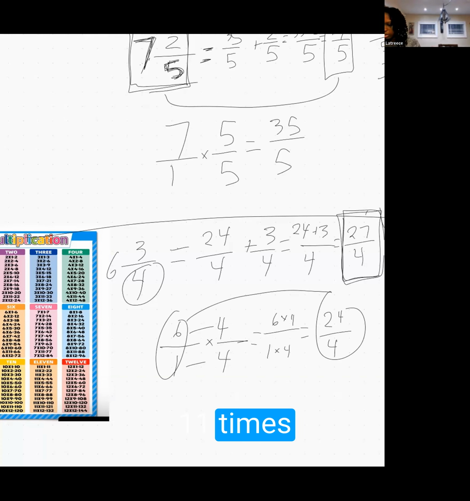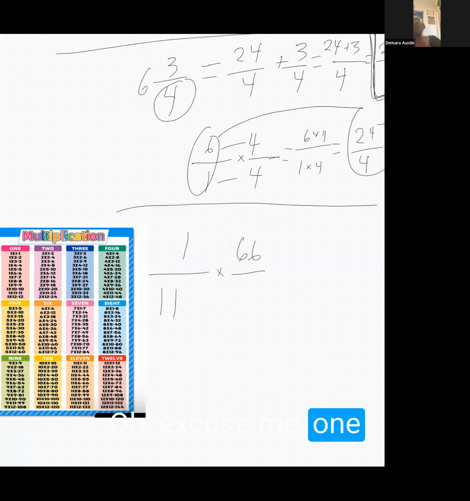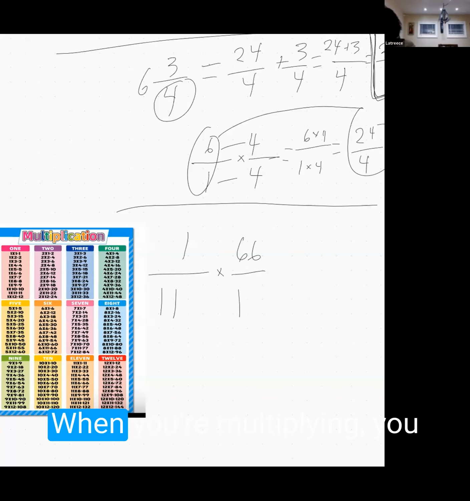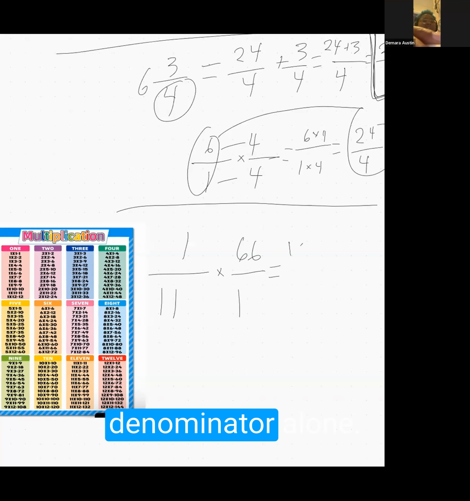The last problem says 1 over 11 of 66. 1 over 11 times 66? Yeah. All right, so let's turn 66 into a fraction. 1 over 11 times 66 over 1. When you're multiplying, you multiply both the numerators and the denominators straight across. When you're adding, you leave the denominator alone.